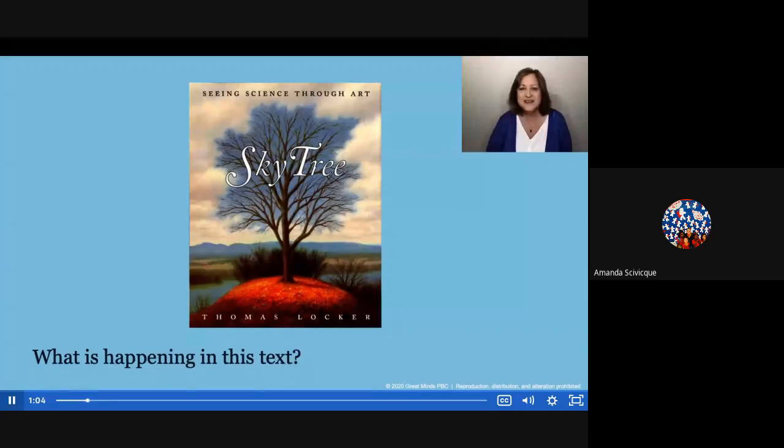Some stories capture moments in time, just like paintings capture moments in time. Some of the stories that we've read in Module 1 were set up differently. They had characters and problems and resolutions. Skytree is set up differently from those stories, and today we're going to take a closer look.